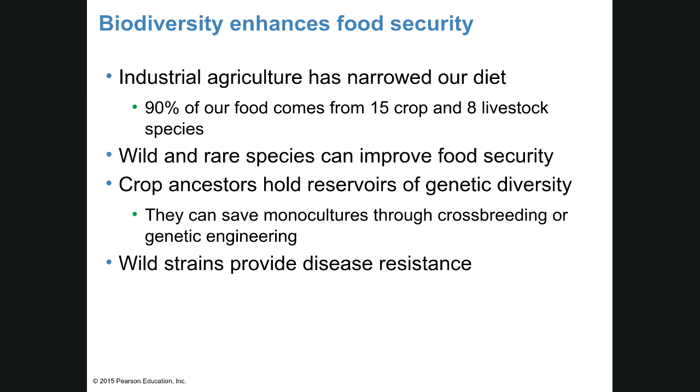Wild and rare species, though, can improve food security. So maybe you've heard of amaranth. Amaranth is a substitute, if you will, for grains. So that might be something that we're eating if we're not able to grow rice as well as we'd like to grow it. It says crop ancestors, so some species like heirloom tomatoes have in them a huge genetic diversity that we can go back and capitalize on, so we can add more genetic diversity to our food crops. So why do we care about biodiversity? One reason, food security.